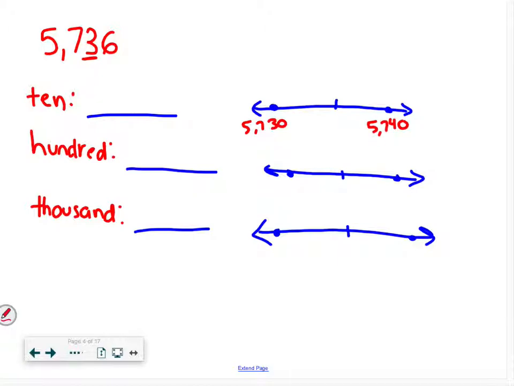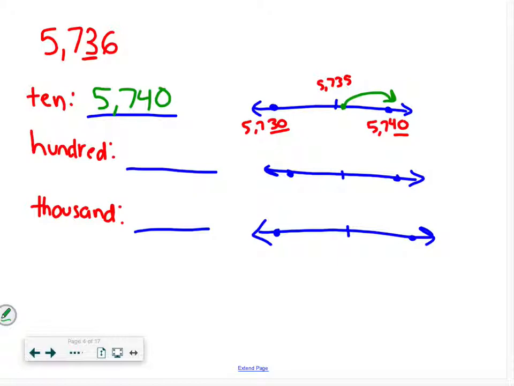Okay, so I have to plot this number. Oh, wait, I want to figure out my halfway point. So in between 30 and 40 would be 35. Okay, now I'm going to plot my number. Oh, I have 5,736. Well, I know that's right after 35. So that's right there. Now, if that's where my number actually is, I can see on my number line visually that this number is closer to 5,740. So then I would round this number up.